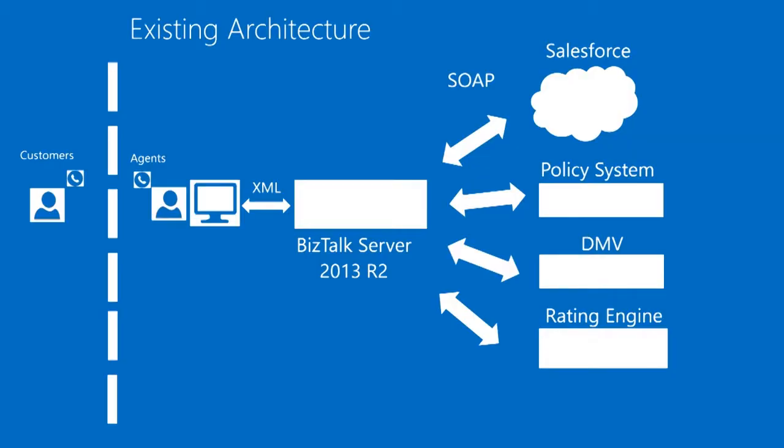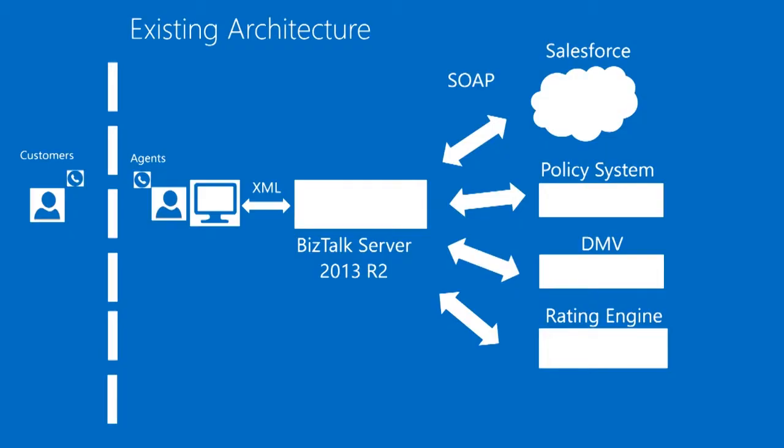So let's take a look at the existing architecture. In this case, we've got our customer information system, which is Salesforce. We have a policy system where we're going to maintain the different policies for our customers. We have a Department of Motor Vehicle service, an external service, and part of the reason for this service is that it's going to maintain the different characteristics of vehicles, such as whether or not one is environmentally friendly.